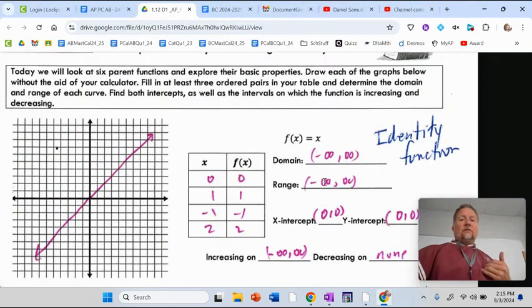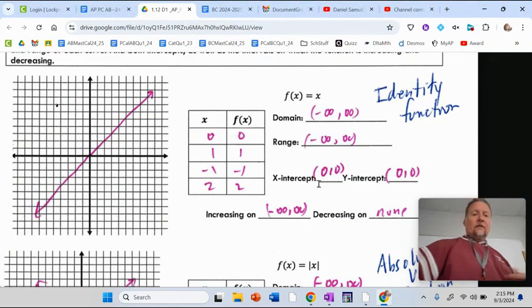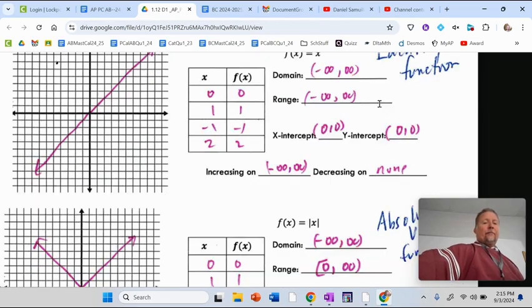So here's the first one. It's the linear identity function. Plug in 1 for x, you get 1 for y. Plug in -1 for x, you get -1 for y. It's a line, so call it the identity function. You could call it linear.